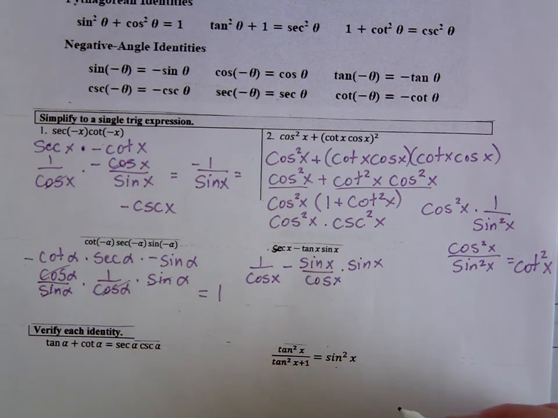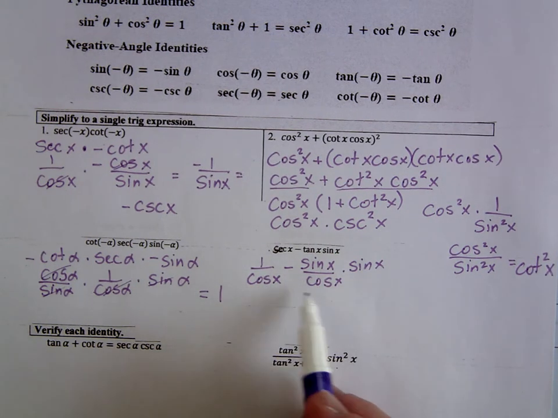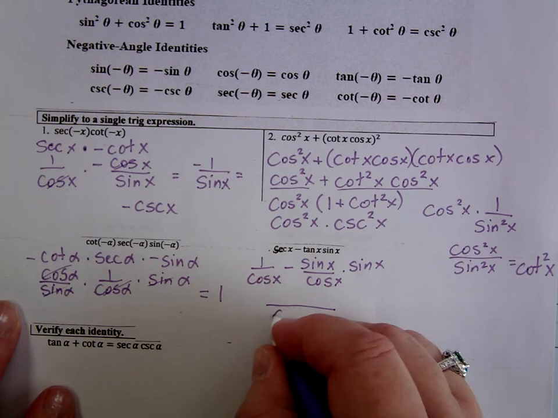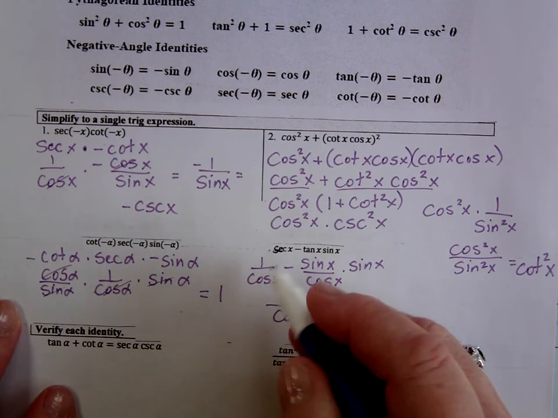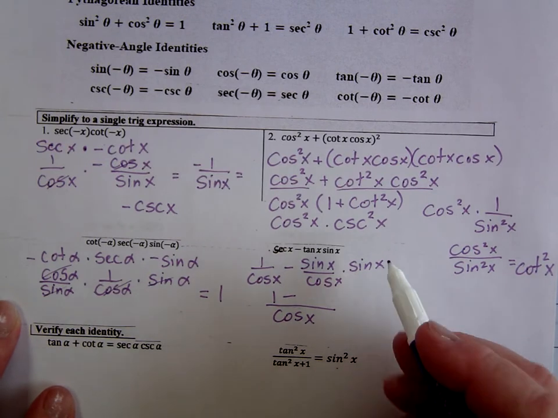And I look at that and I'm like, oh, wow, they don't cancel out. Sometimes they do, a lot of times they do, but this one doesn't. The one good thing, though, is that I've got two fractions I'm trying to subtract, and they both have cosine as their denominators. So I have a common denominator. My common denominator is cosine. This is a 1. There's a minus. Sine times sine makes this sine squared x.